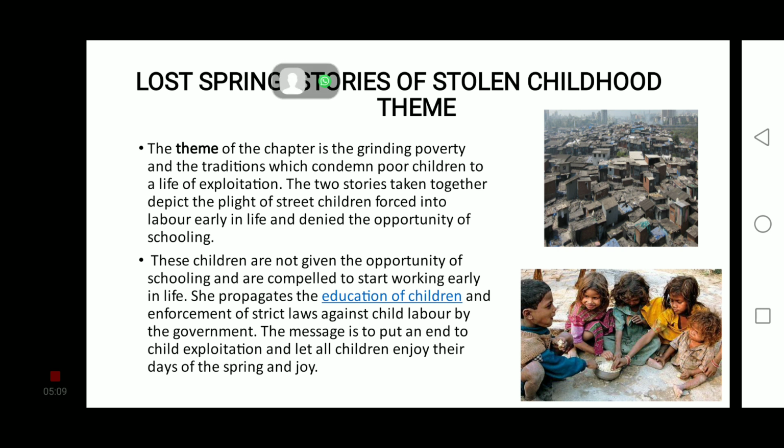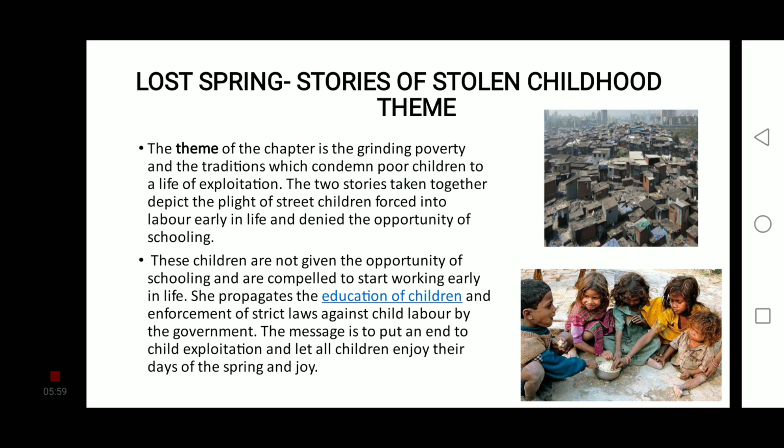So, what I told you here, the writer tells us about the situation of these street children or slum children. They are forced to work and they are given no opportunity for school. These children are compelled to start working early in life. This is a very pathetic situation. She propagates the education of children. She favors it and the enforcement of strict laws against child labor. She has worked as a socialist and she is against child labor. Mind it, children, she is against child labor. The message is to put an end to child exploitation and let all children enjoy their days of spring and joy.